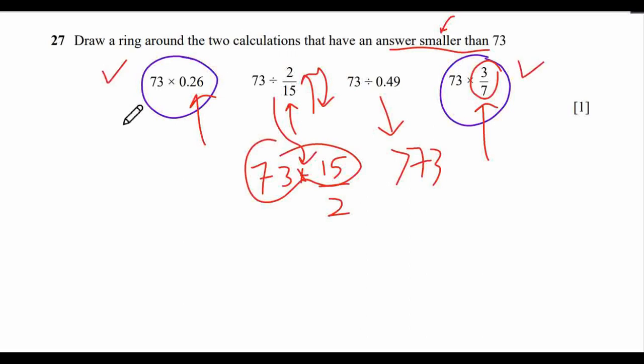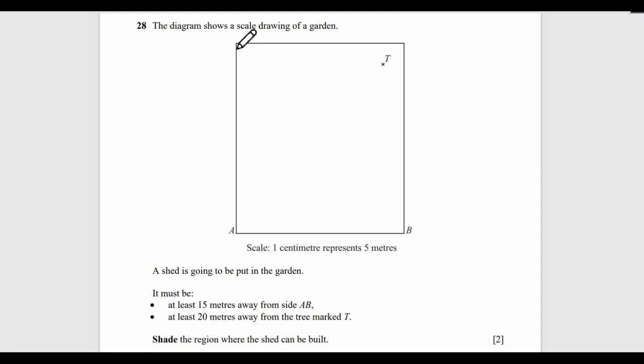Next, number 28. Question 28 says the diagram shows a scale drawing of a garden. Scale: 1 cm represents 5 meters. This is point A, B, and this is T. A shed is going to be put in the garden. It must be at least 15 meters away from side AB, and at least 20 meters away from the tree marked T here. Shade the region where the shed can be built. So it's good if you print this out first and try to do it.